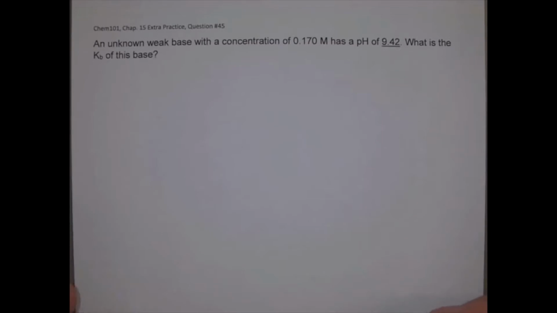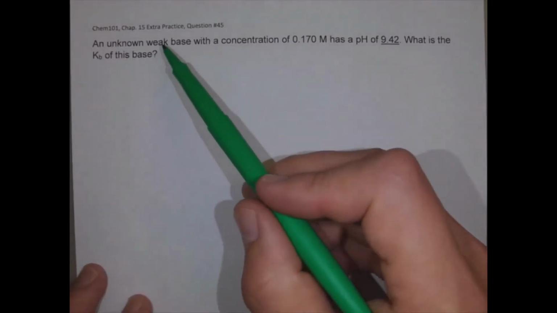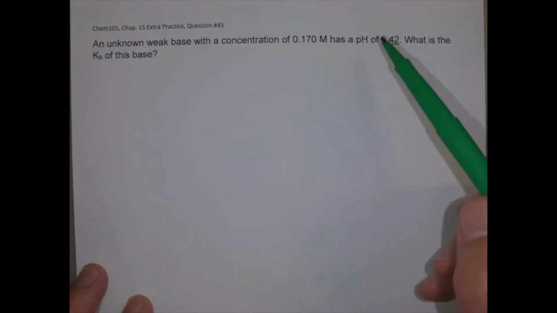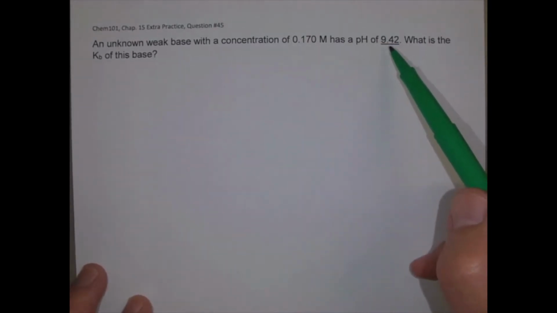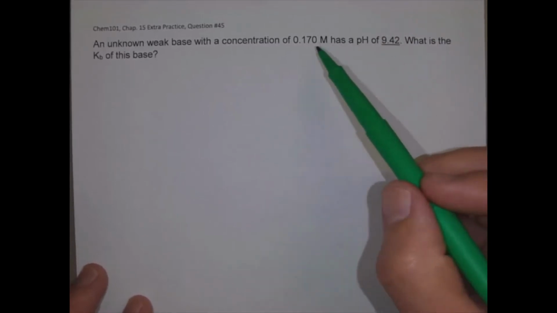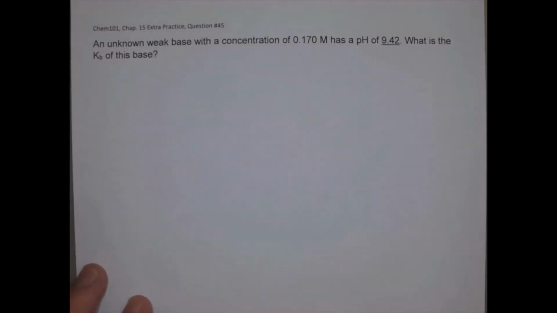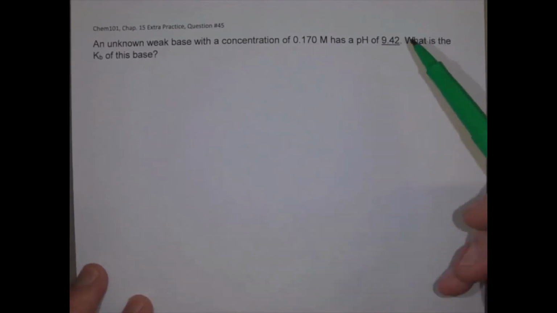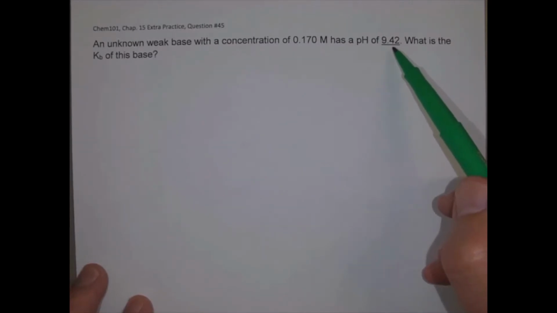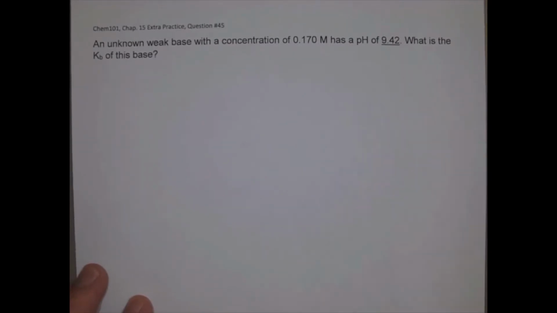All right, so in this question, we have an unknown weak base, and we know that its concentration is 0.170 molar, and we measure the pH to be 9.42, and based on that pH and the concentration, we want to calculate the ionization constant, the Kb of the base. Also, this is a question where you will be given a different pH than 9.42, but the method of solution will be the same as what I present here.